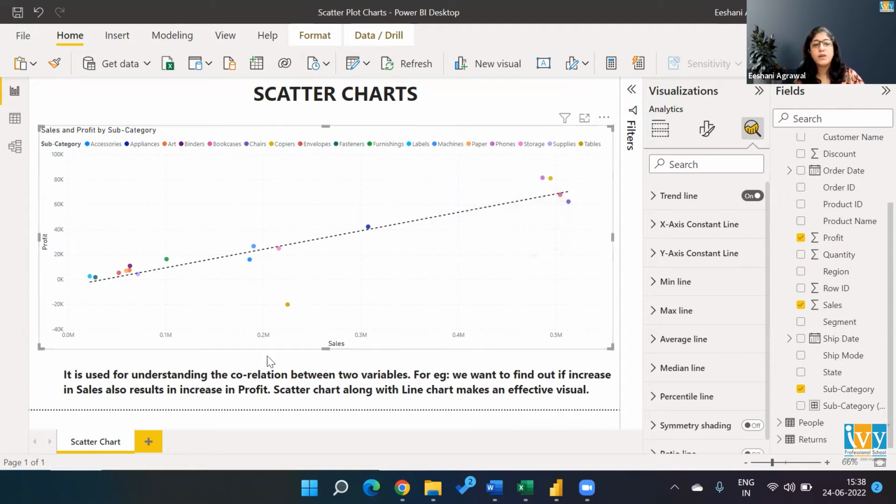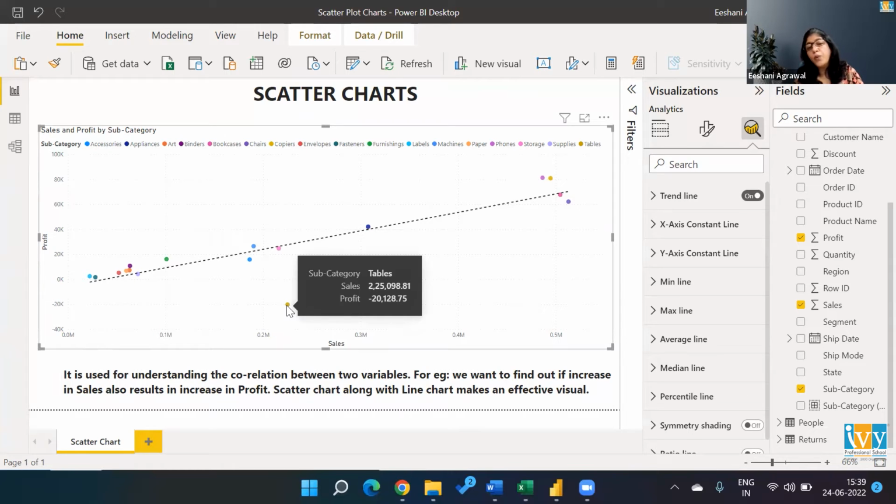So based on where it is falling on the sales axis and where it is falling on the profit axis, it creates the position of a dot. So you can see that there are various subcategories. Pretty much all of them are falling on top of this trend line or near the trend line, except for this subcategory, which is tables.